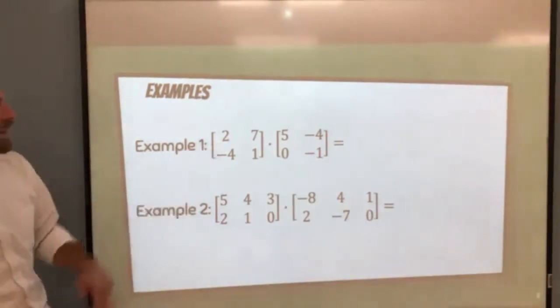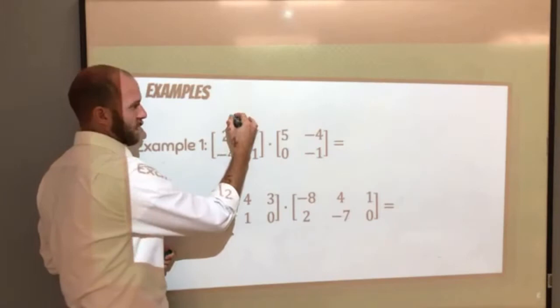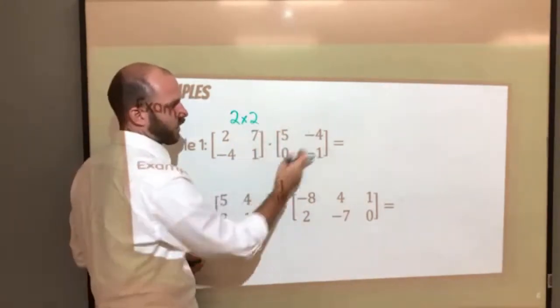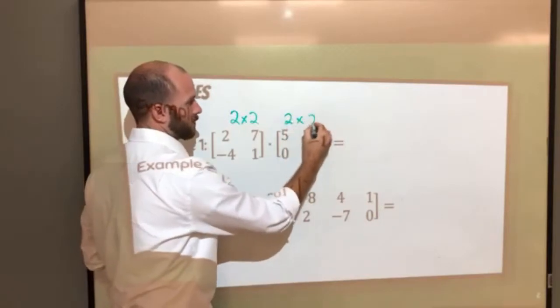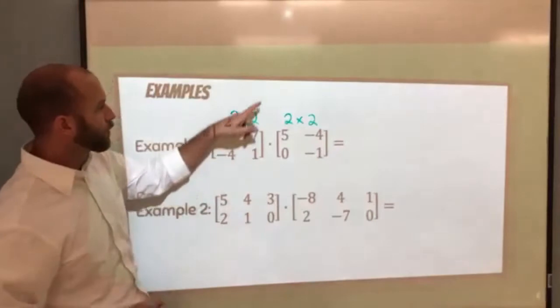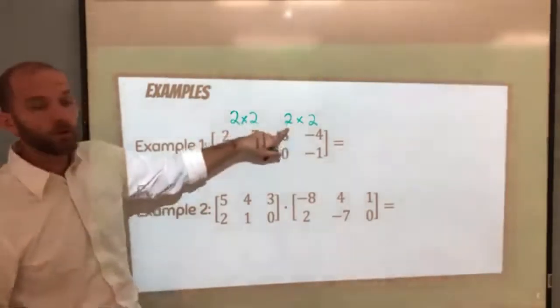In example 1, we have a 2-row and 2-column matrix. And in matrix 2, we've got 2 rows and 2 columns as well. So the question is, can we actually multiply these matrices? We said the number of columns in the first matrix has to match the number of rows in the second.